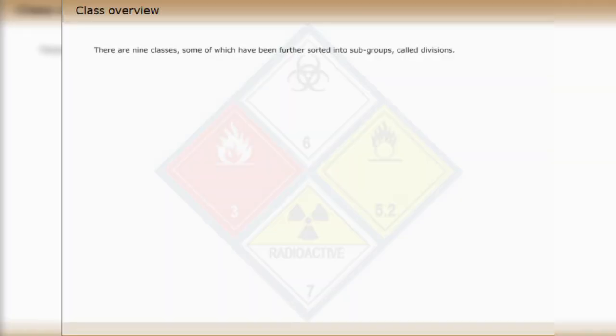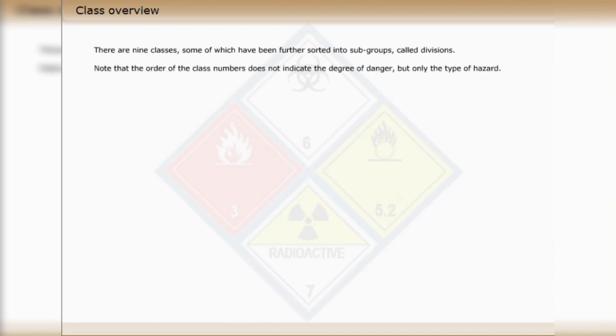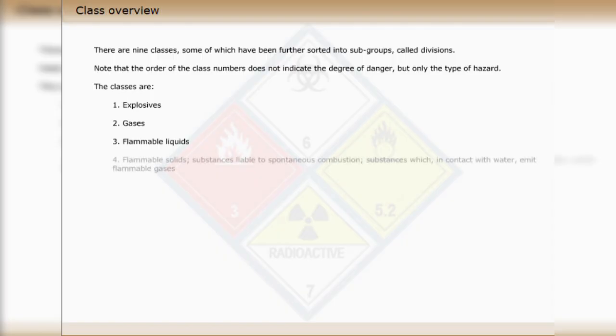There are 9 classes, some of which have been further sorted into subgroups called divisions. Note that the order of the class numbers does not indicate the degree of danger, but only the type of hazard. The classes are: 1. Explosives, 2. Gases, 3. Flammable liquids, 4.